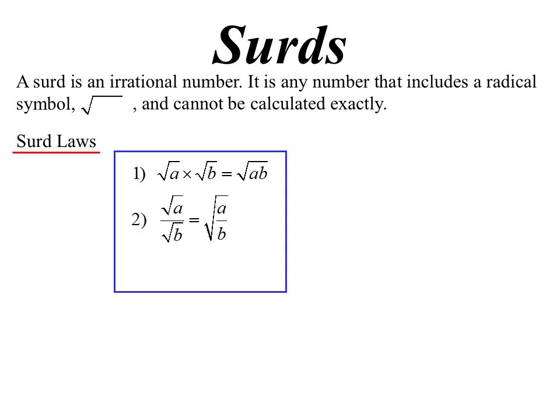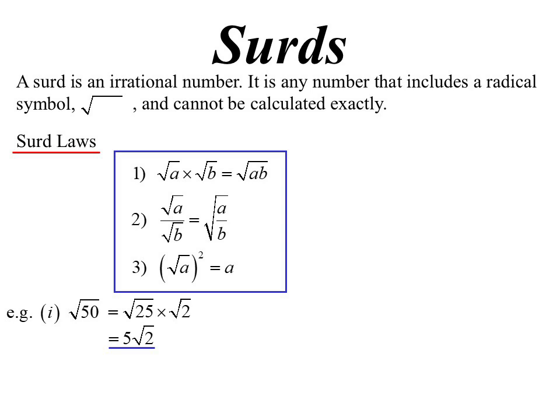surds. There's a similar one for division, and when we're squaring, well, they cancel each other out. Squares and square roots are opposite of each other. Root 50, the idea being what we want to do is find a factor that is a perfect square. A factor of 50 that is a perfect square is of course 25, so we get 5 root 2. We talked about this one before.